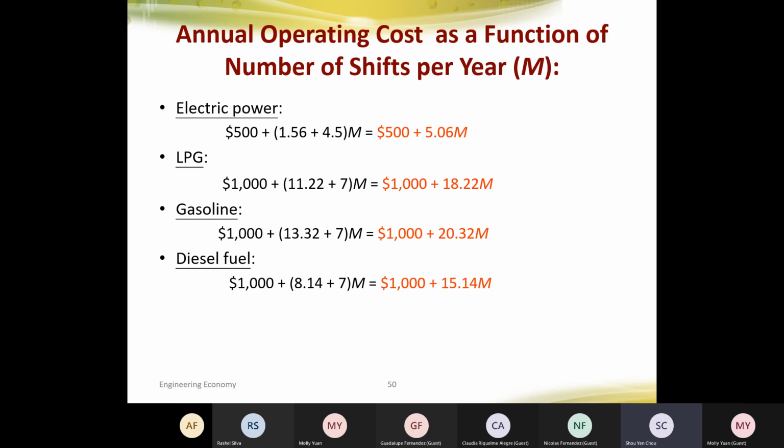Individually, you can compute them. Still from that table, you can compute that. The M represents the number of shifts we assume, right? The more shifts we have, multiplied by the variable cost, it will be different. Next.